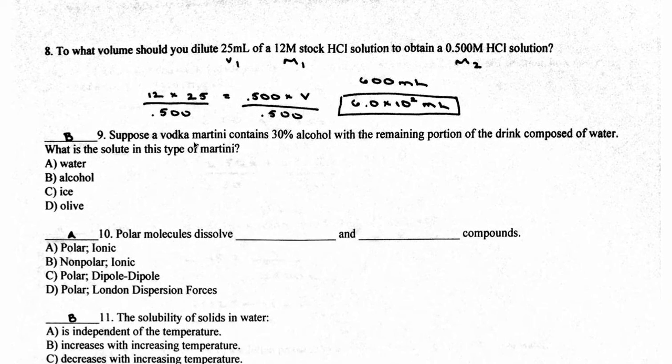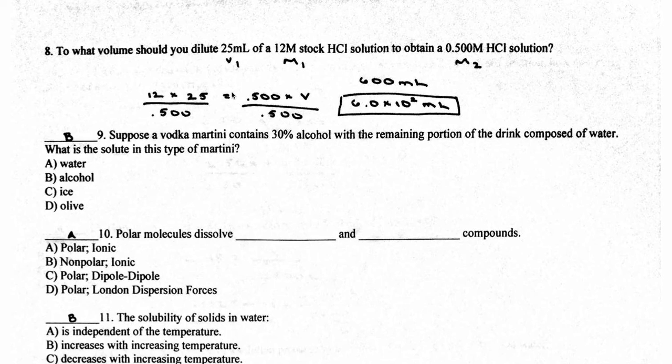Number 8, to what volume should you dilute 25 mL of a 12 molar solution? So this is V1, M1, to obtain a 0.500 molar solution, so that's your M2. So plug it in again. 12 times 25 equals 0.500 times your volume. So I'm going to solve for volume. What you get is 600 mL.